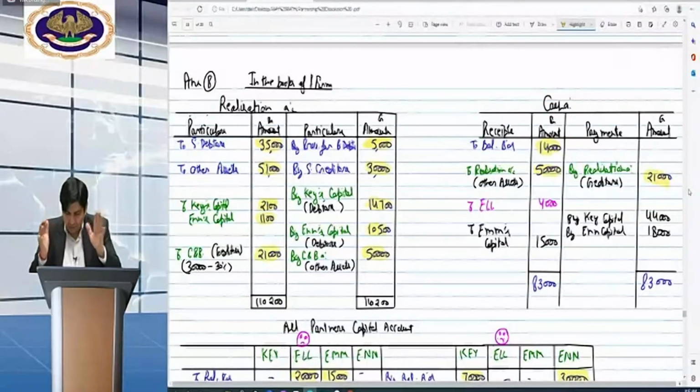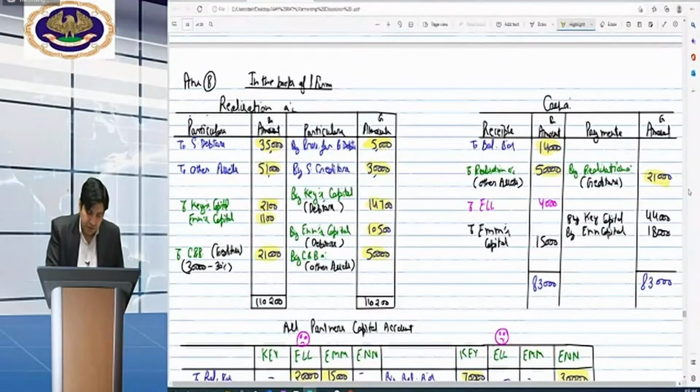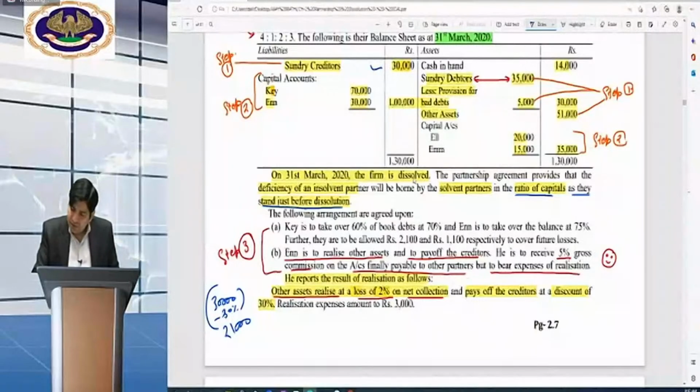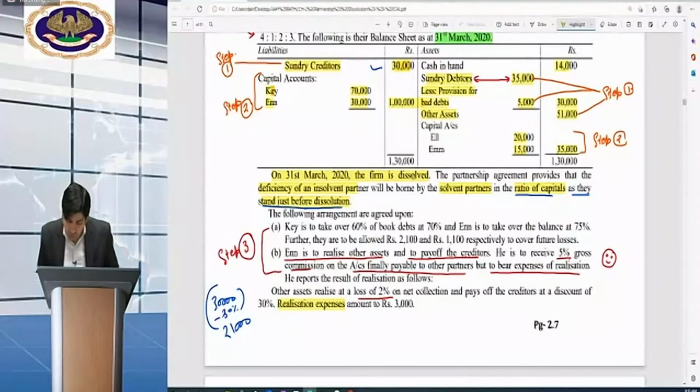So that we can get the full practice of the question. Anyways, now moving to the next part of the question. We have covered all these things. So I am now moving to the next part. Realization expenses are also there. But do we have to record realization expenses? See, 3,000 is there. Do we have to record? But to bear the expenses of realization, who will bear?